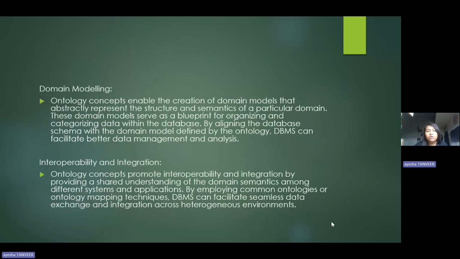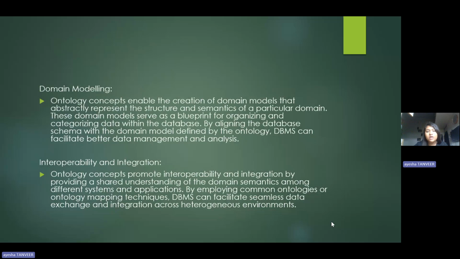Domain modeling. Ontological concepts enable the creation of domain models that abstractly represent the structure and semantics of a particular domain. These domain models serve as a blueprint for organizing and categorizing data within the database. By aligning the database schema with the domain model defined by the ontology, DBMS can facilitate better data management and analysis.